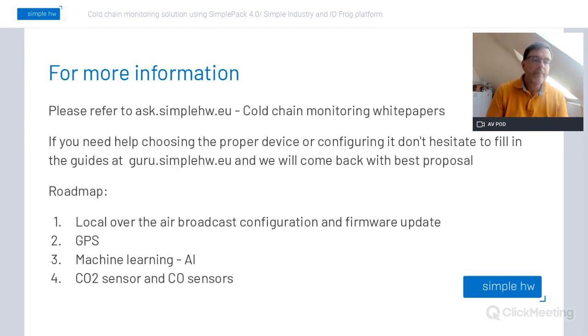And then there's something a little bit delayed. We wanted to have CO2 sensors and CO sensors on the Simple meter a little bit earlier. But it's coming, we know how to do it, but we can't do everything at the same time. So CO2 and CO sensors would most probably be coming by the end of this year.